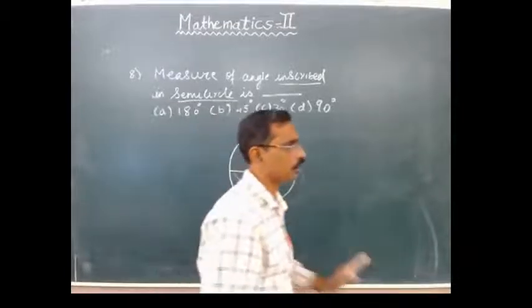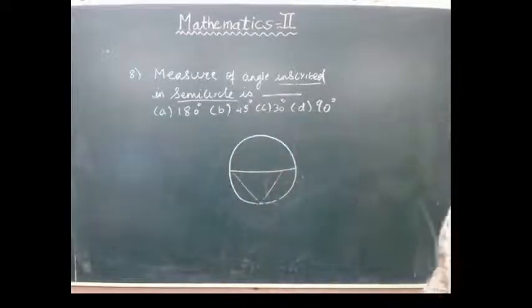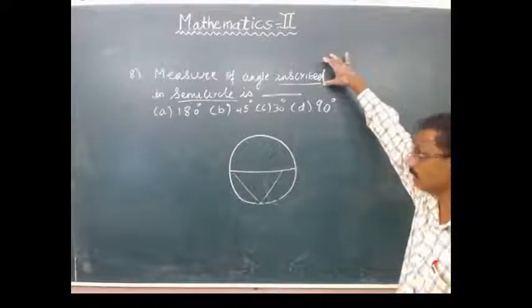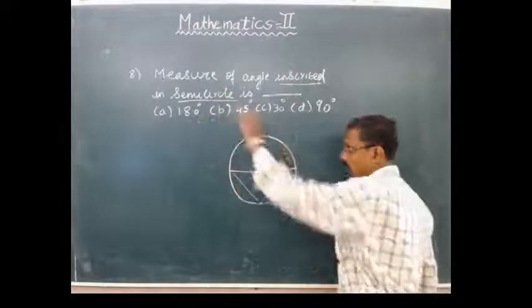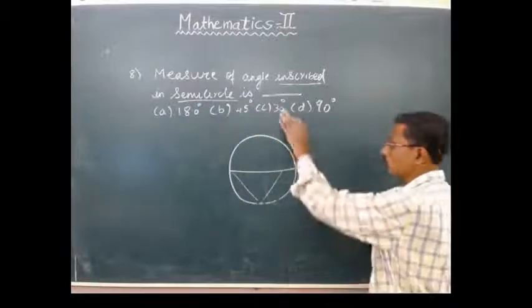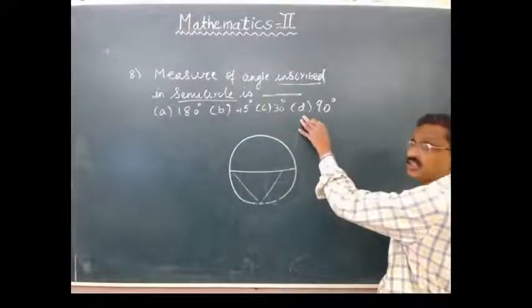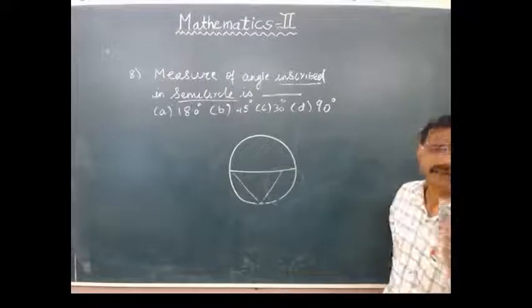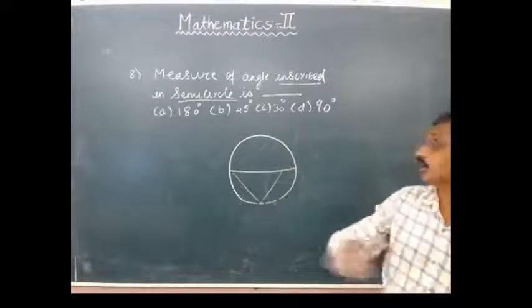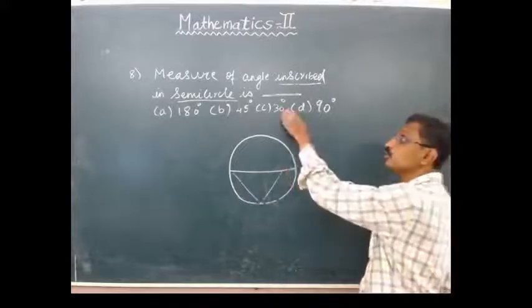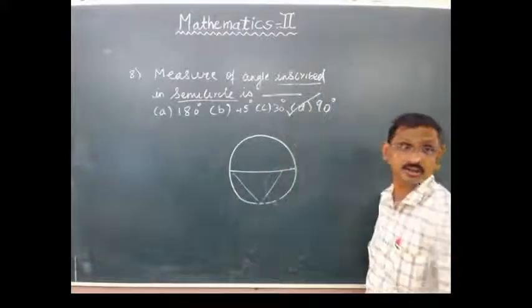Let's move to the options and check. Measure of angle inscribed in a semicircle is this. 180, no. 45, no. 30, no. Let's see option D. Option D is 90 degrees. That means an angle inscribed in a semicircle is always a right angle. So option D is right.